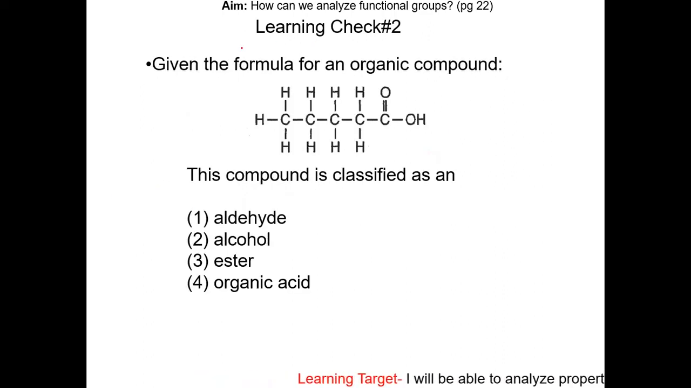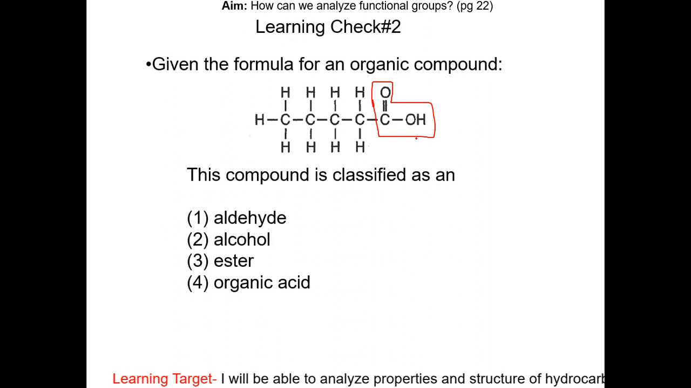Learning check number 2. Given the formula for an organic compound, this compound is classified as what? Pause the video, resume as completed. So here's the functional group, the C"O" with an OH group bonded to a carbon. So the best answer is organic acid, choice 4.